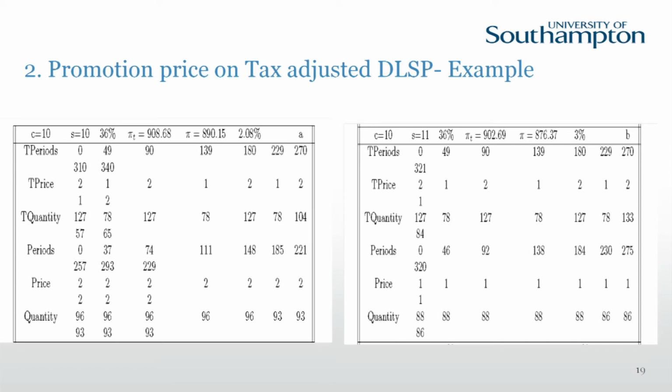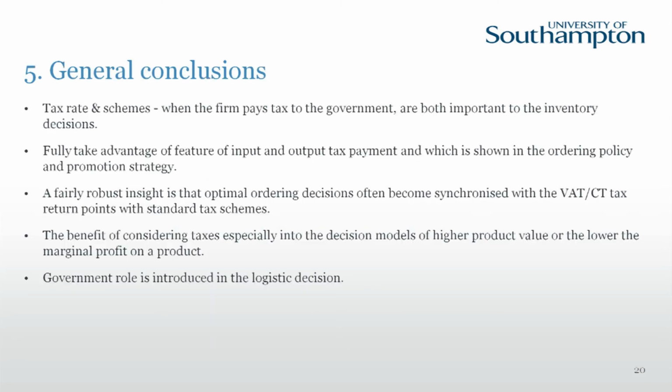But in the 2 models, we can find that the tax-adjusted model always does the promotions on the tax return days. This means the output taxes paid by the customers, until the retailer pays back to the government, remain as revenue in their operations. So the main conclusion here is that the tax rate itself is very important, and the scheme every organization can adopt is very important. In this research, we fully take advantage of the features of input and output tax payment in the ordering policies and the promotion strategies.